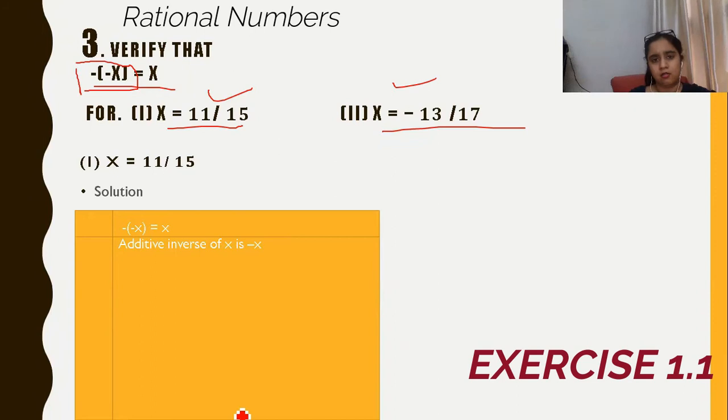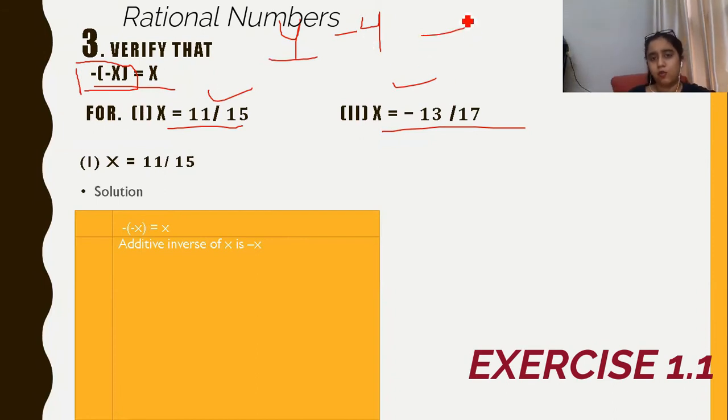Guys, I have told you about the additive inverse in my previous videos, and I'm telling you right now again. Additive inverse means the opposite sign of that number. Suppose I want to know the additive inverse of 4, so its additive inverse is minus 4. I have just opposed the sign of the 4, and the additive inverse of 4 is just minus 4.